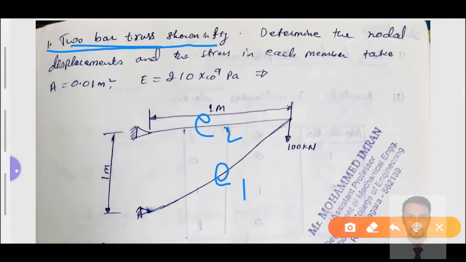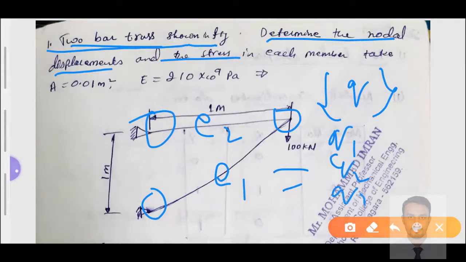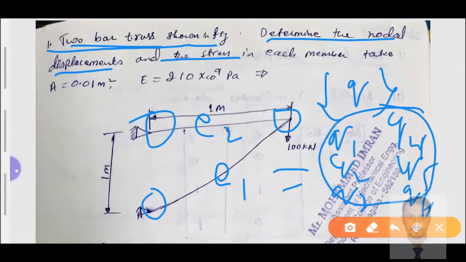We got the idea now. So determine the nodal displacement and stress. We need to find out the nodal displacement at each node. 3 nodes we have. We need to find out the displacement at each node. We have 2 degrees of freedom at each node. That means Q1, Q2 at node number 1, Q3, Q4, Q5, Q6. 6 displacements we need to find.